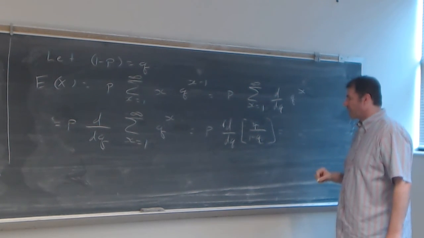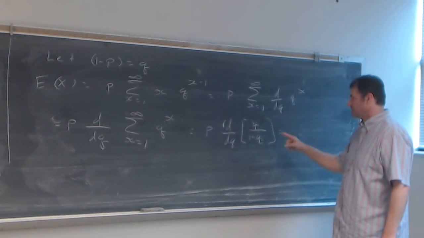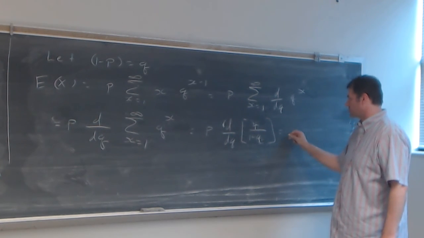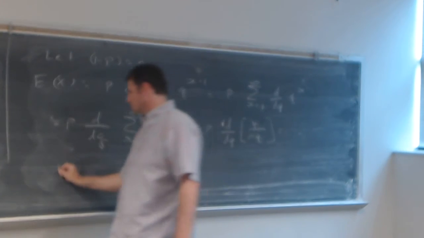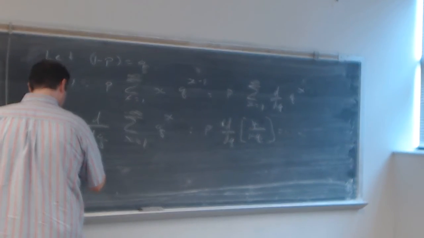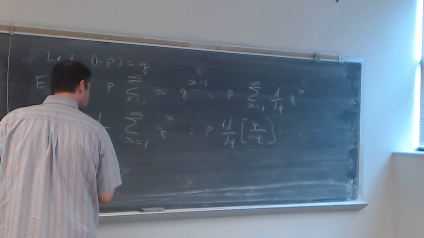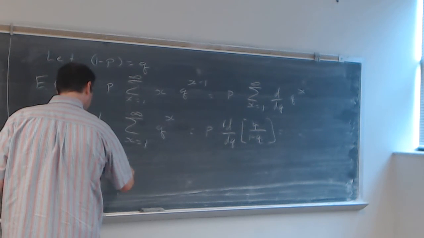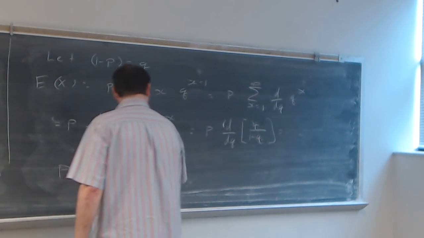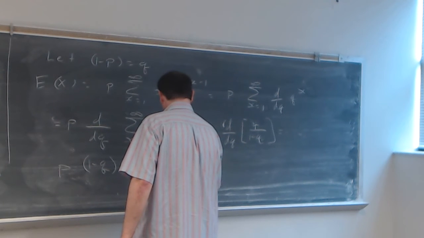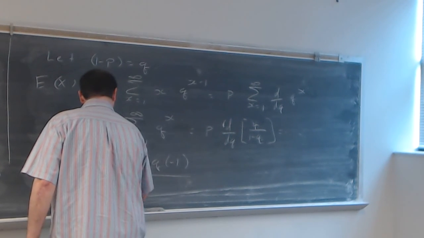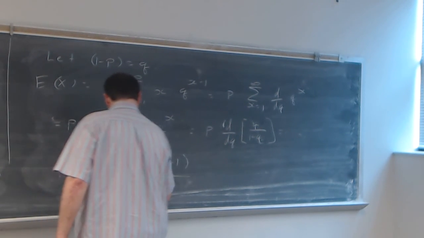And that's equal to, so I want to take the derivative of this with respect to q. So I'm going to use the quotient rule. So I'm going to write down 1 minus q, the bottom, times the derivative of the top, which is 1, minus the top times the derivative of the bottom, which is minus 1, all over 1 minus q squared.